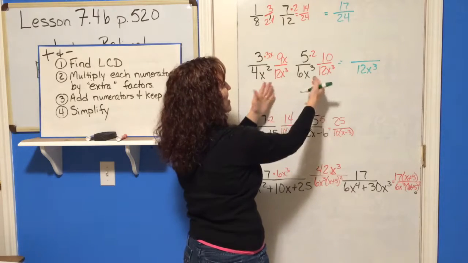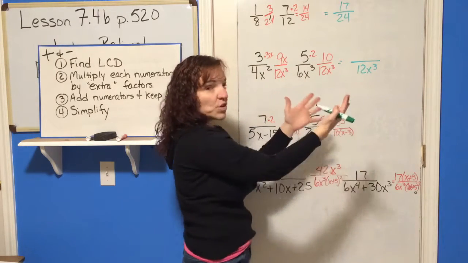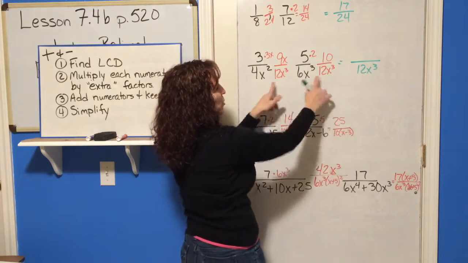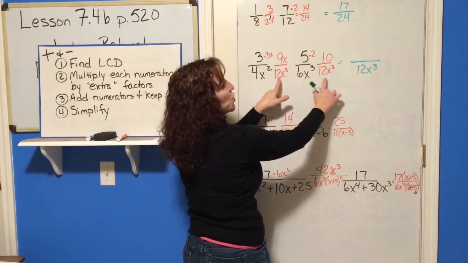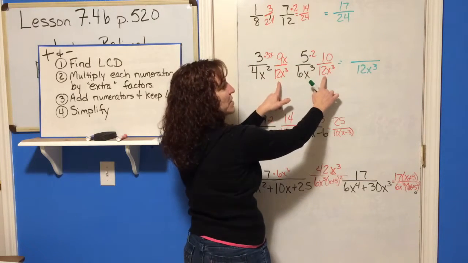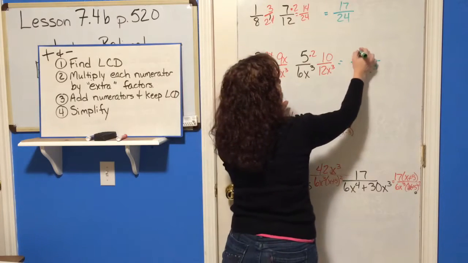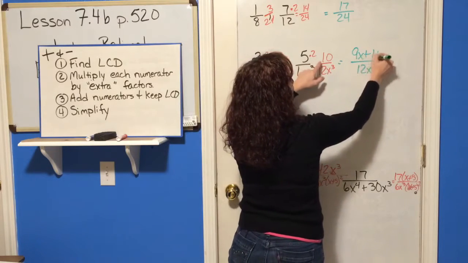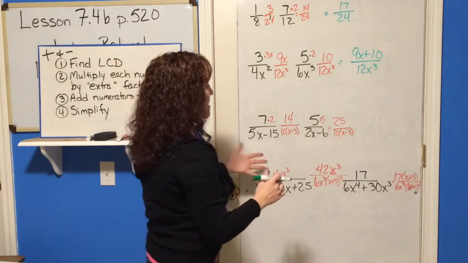Now these red fractions are what we found when we found our common denominators. This was our original fraction, and we changed those to equivalent fractions with the same denominator. So now we can simply add straight across. We've got 9x plus 10, and that won't reduce. We're done. Same thing here.